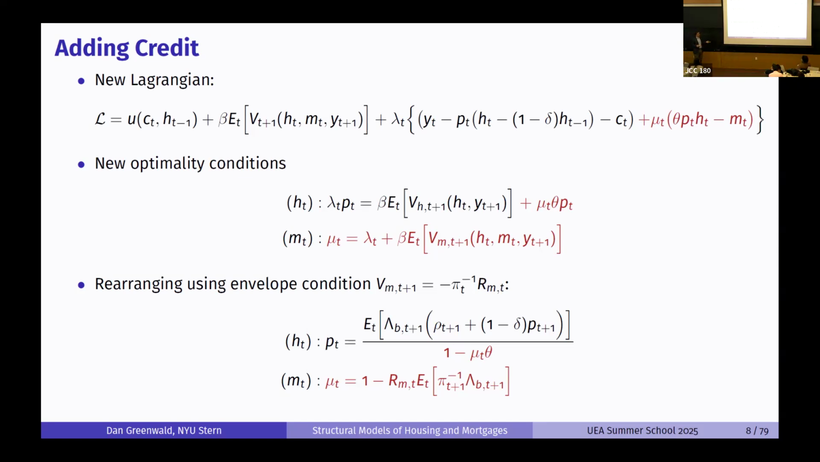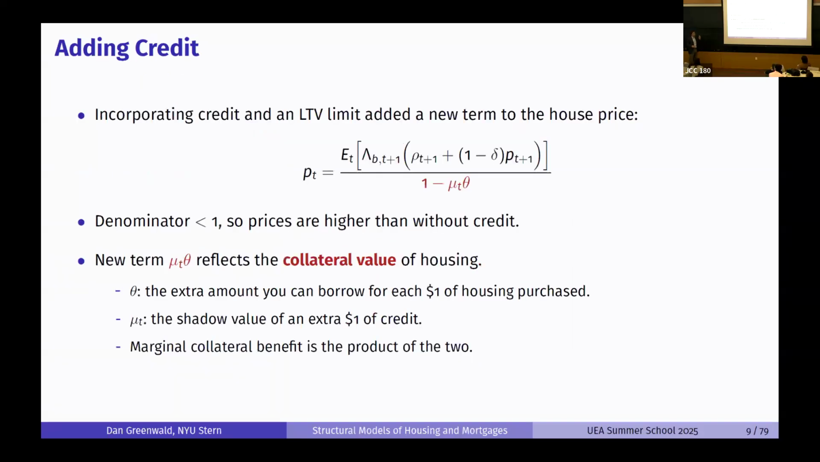Okay, good. We're now, by the way, I'm writing lambda b because this is now the borrower's SDF. Any model where you have credit, someone's got to be lending, right? So now we have to start being a little bit careful about distinguishing between the borrower and the lender. All right, so this is the main thing that I want you to focus on that we added so far, right? We took our house price equation. The numerator is identical, but now we're dividing it by something.